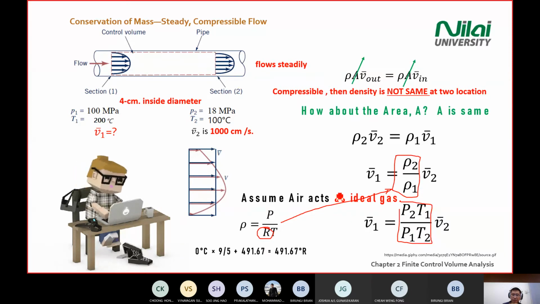Okay, you do the mathematics arrangement. This one I will let you do as your homework. Go and study the mathematic arrangement. At the end, you get this one.